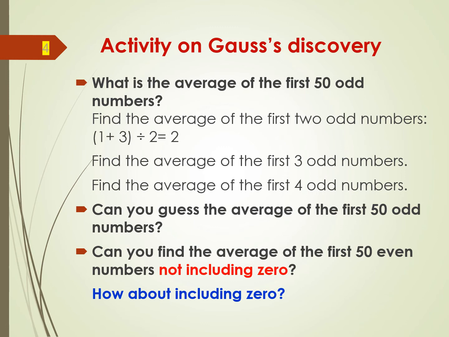But problem solving is mainly about finding patterns. So ask them to first find the average of the first two odd numbers, the average of the first three odd numbers, and the average of the first four odd numbers. Using the pattern, they have to guess the average of the first 50 odd numbers. Then they can find the average of 50 even numbers. But when they do even numbers, they have to find whether it's including 0 or not including 0. So you ask them to find both.